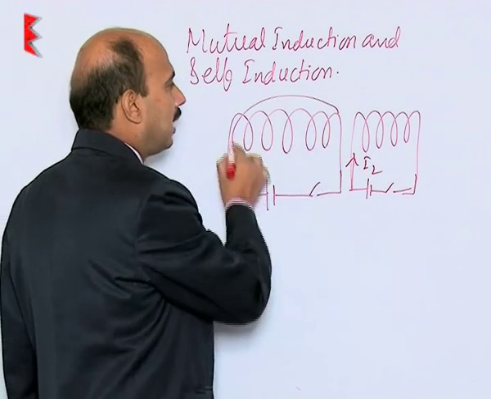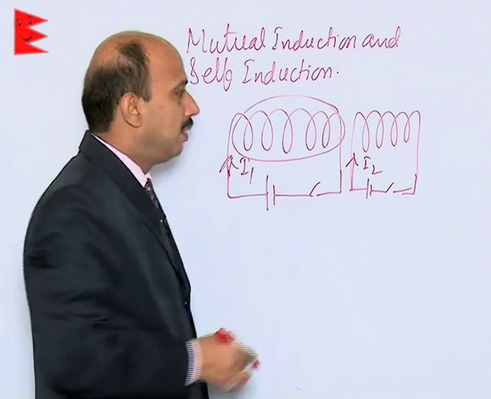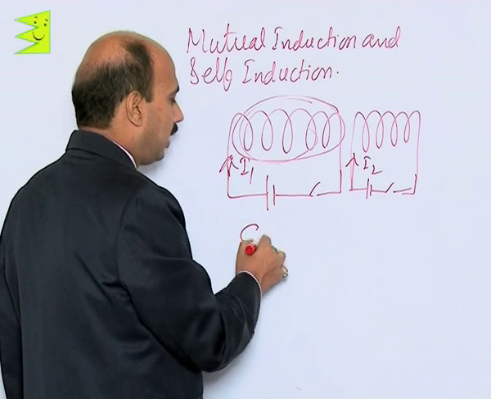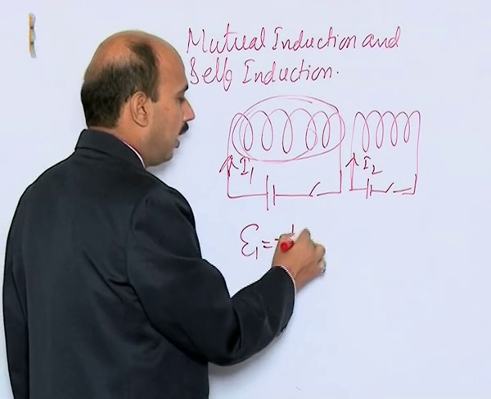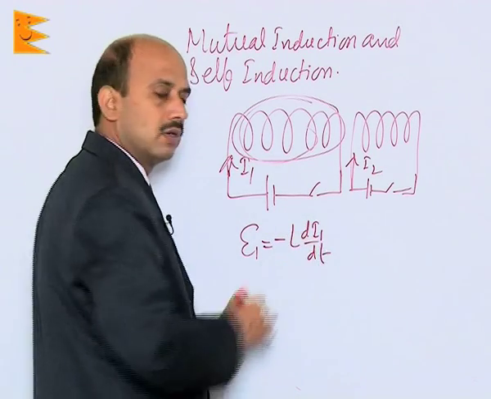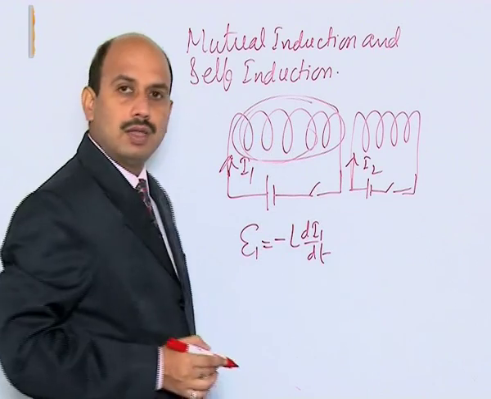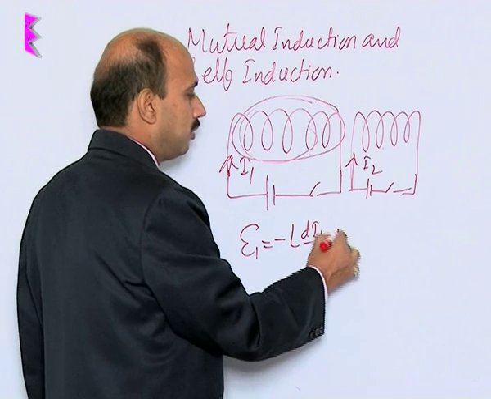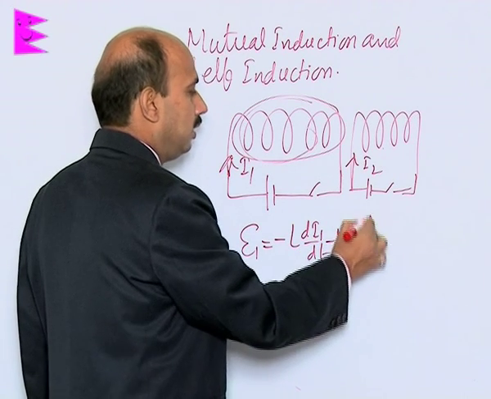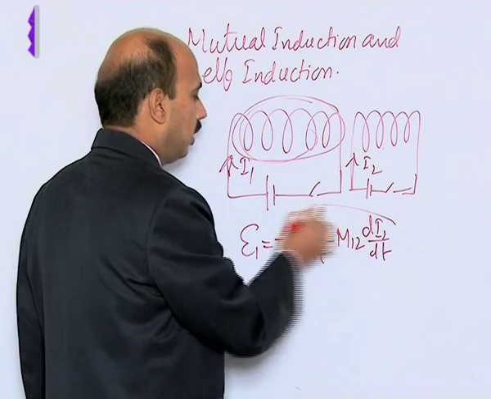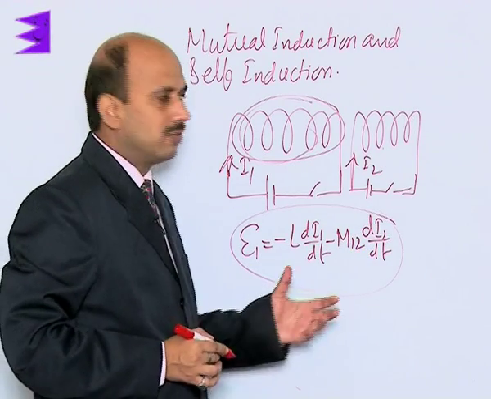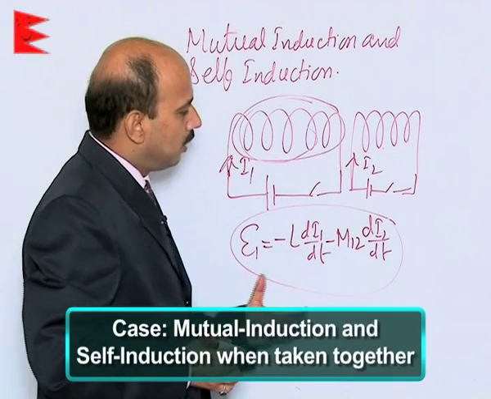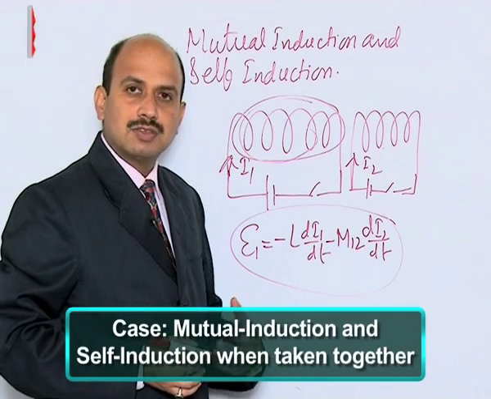If you want the total magnetic flux through this coil, or the EMF induced in coil 1, we can write the EMF in coil 1 as minus L dI1 upon dt, that is due to self induction in this coil, and also due to the mutual induction from the other coil, that is M12 dI2 upon dt. So, this is the total EMF induced in coil 1. Similarly, we can calculate the total EMF induced in coil 2. So, this is the case where mutual induction and self induction are considered together.